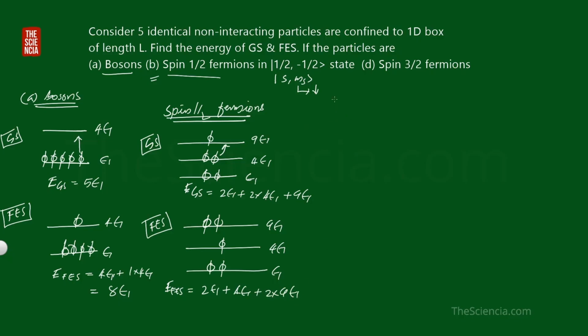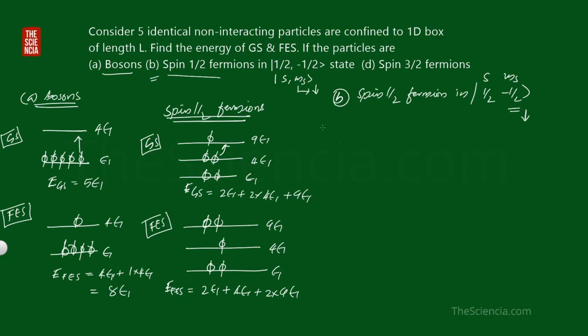Now let us consider case B, that is, spin half fermions in state half, minus half. That is, this is the S value and this is the MS value. That is, the orientation of the particle is down, right? Spin down particle. So all the 5 particles are spin down particles.